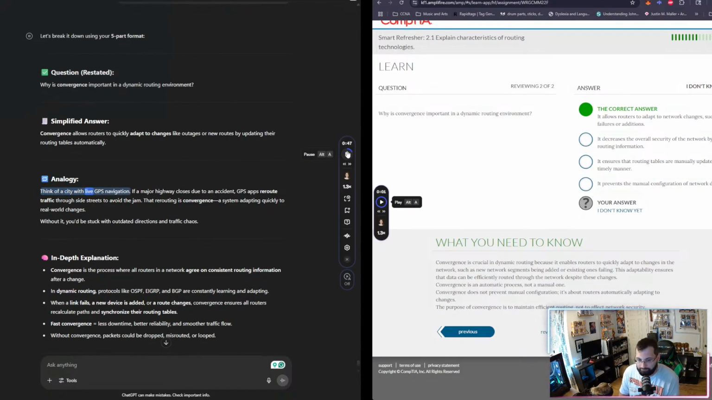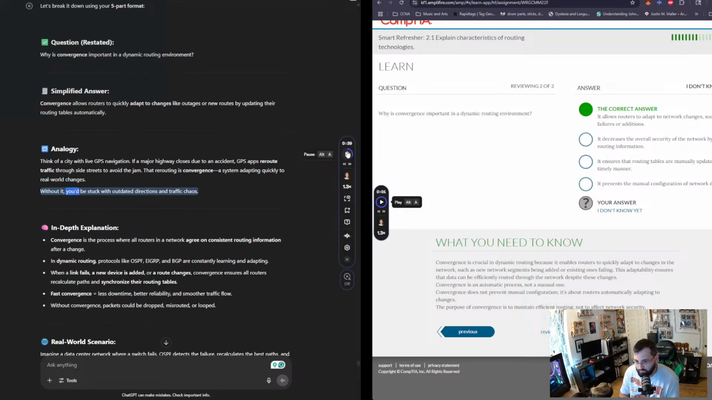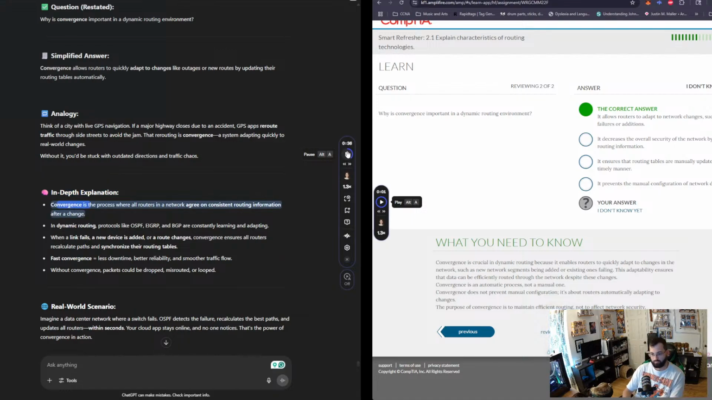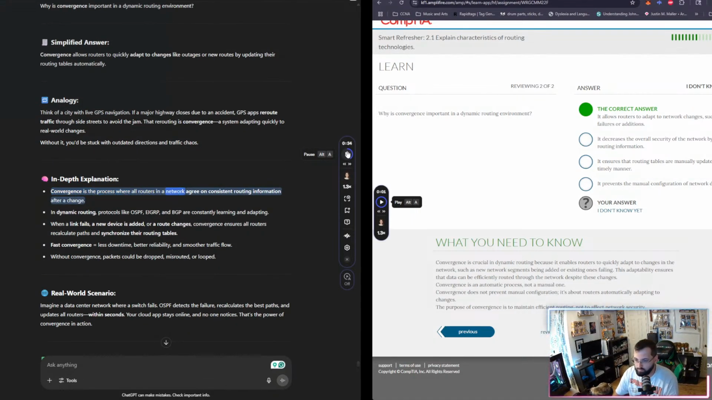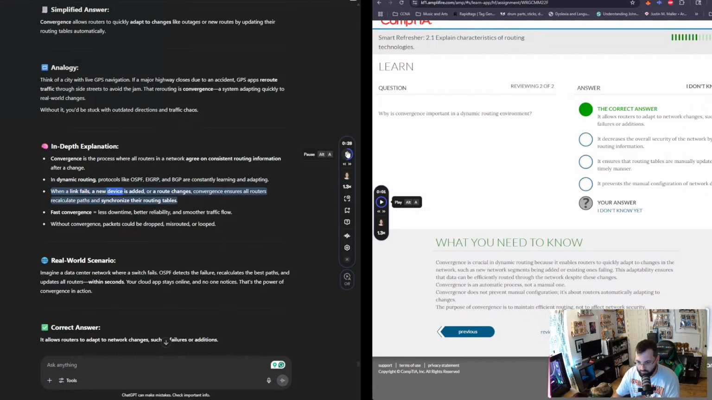Think of a city with live GPS navigation. If a major highway closes due to an accident, GPS apps reroute traffic through side streets to avoid the jam. That rerouting is convergence, a system adapting quickly to real-world changes. Without it, you'd be stuck with outdated directions and traffic chaos. In-depth explanation. Convergence is the process where all routers in a network agree on consistent routing information after a change. In dynamic routing, protocols like OSPF, EIGRP, and BGP are constantly learning and adapting. When a link fails, a new device is added, or a route changes, convergence ensures all routers recalculate paths and synchronize their routing tables.